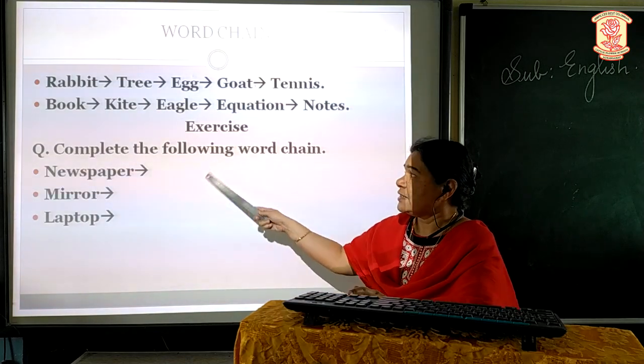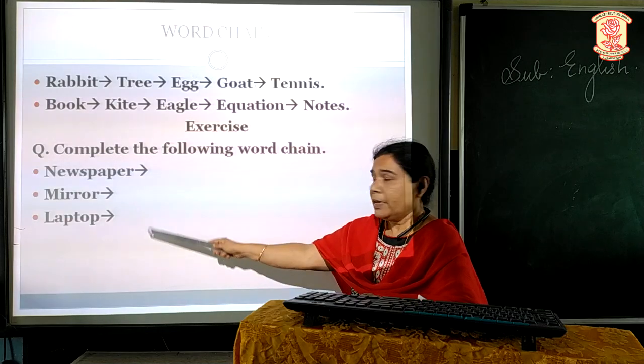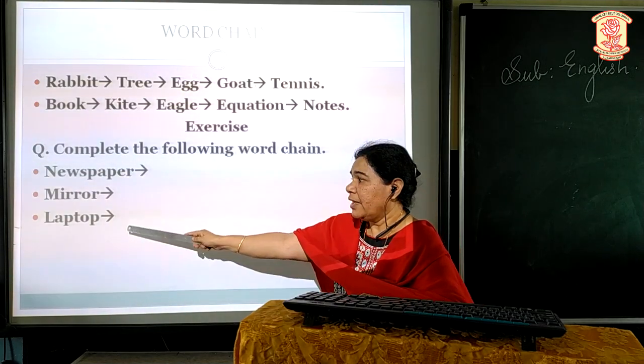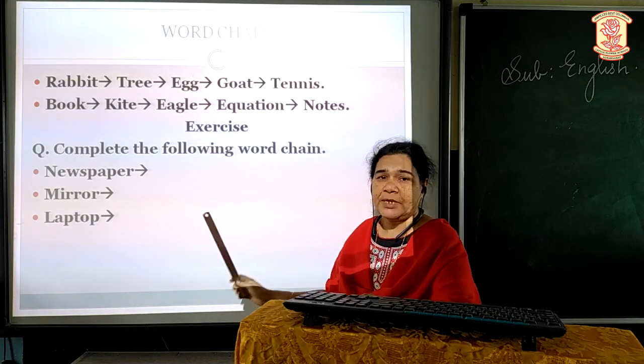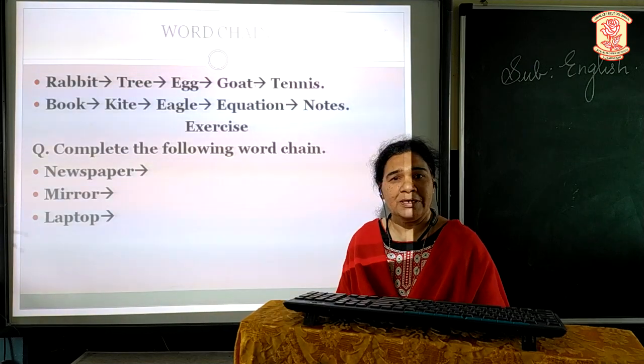Now this is exercise. Complete this exercise. Newspaper, mirror, laptop. Now begin next word with R. Then here again R. And then begin next word with P. Your word chain is complete. I hope you have understood it.